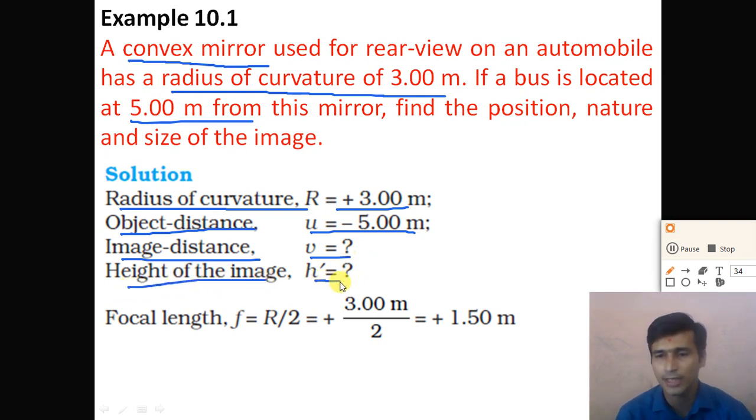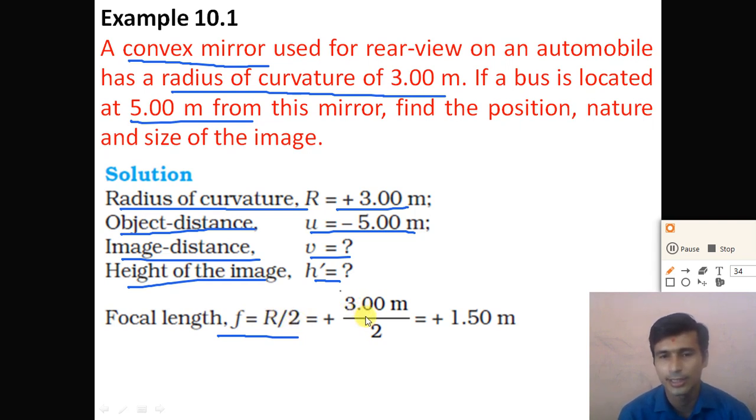So is the image larger or smaller than the object, and what is the nature of the image? Dear student, first, from the radius of curvature, calculate the focal length of the convex mirror. What is the relation between the radius of curvature and the focal length? Yes, the focal length of the mirror f is equal to the radius of curvature divided by 2.